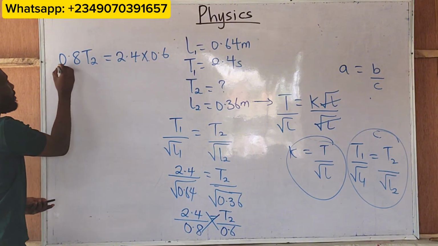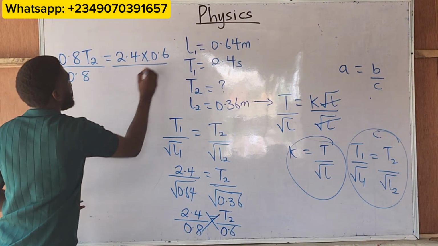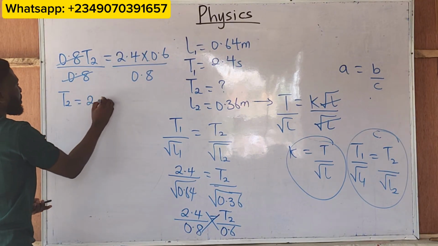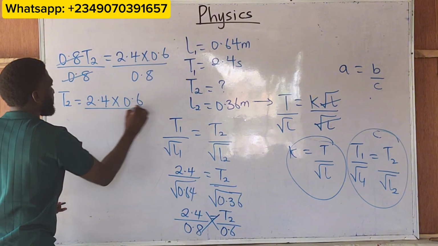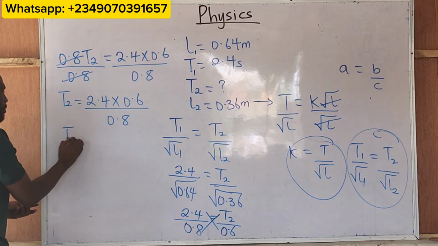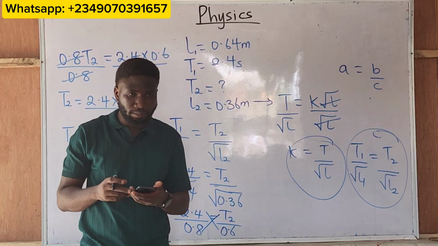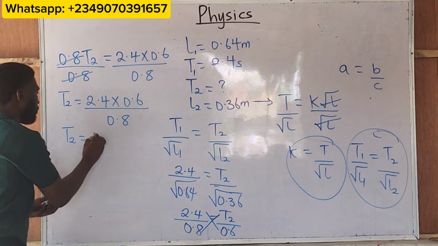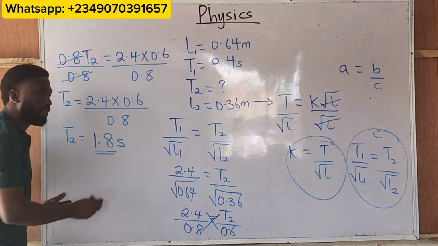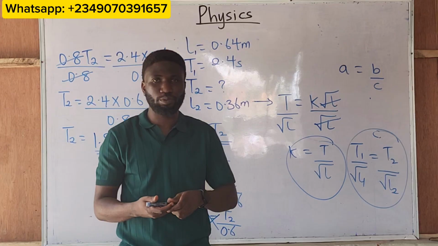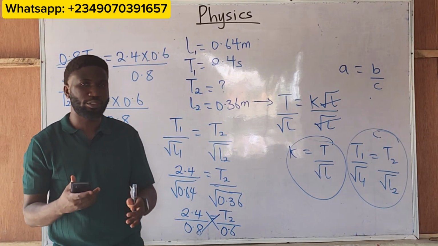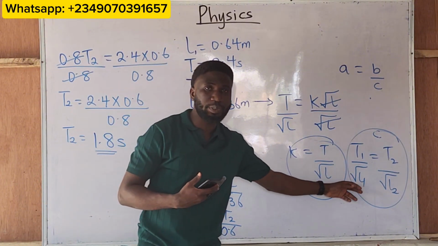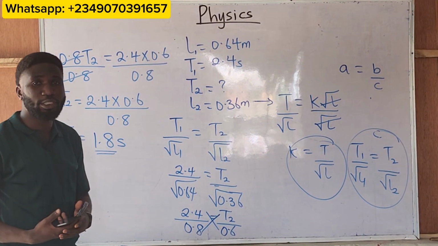Looking for T2, divide both sides by 0.8. 0.8 cancels 0.8, so we have T2 to be 2.4 multiplied by 0.6 divided by 0.8. If we punch our calculator, we are going to have our answer to be 1.8 seconds. So that is the value for T2. Like I said, you need to know the connection between the period and the length. Having known that, with this formula we're able to calculate the value for T2.